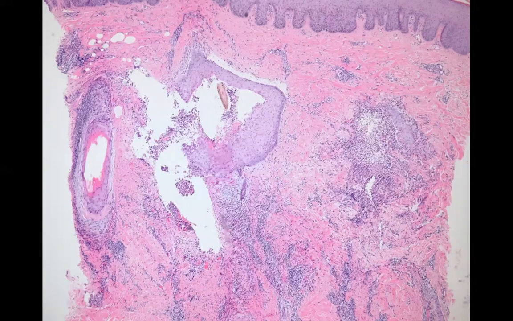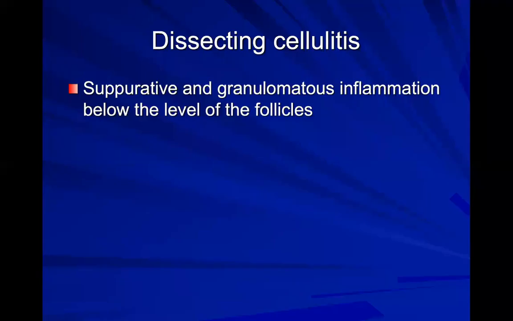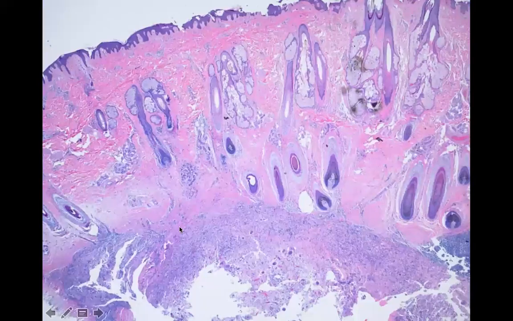Certainly, acne keloidalis nuchae also, you see these hypertrophic scars. They're not actually keloids, they're hypertrophic scars as a result of all the inflammation that's happening. Dissecting cellulitis, however, is different in that it doesn't start as a suppurative folliculitis so much up in the superior portion of the follicle, but it's this dense suppurative and granulomatous inflammation deeper below the follicles, which is why it can travel and cause sinus tracts deep to the follicles.